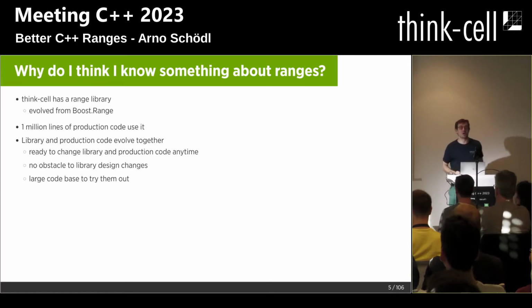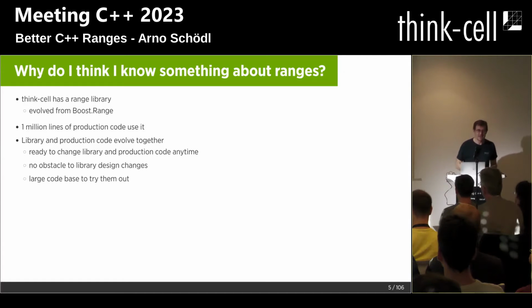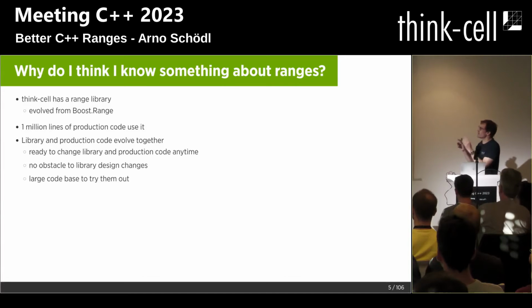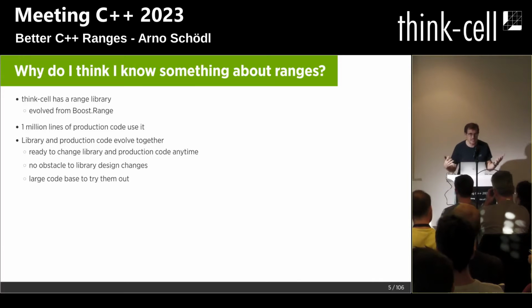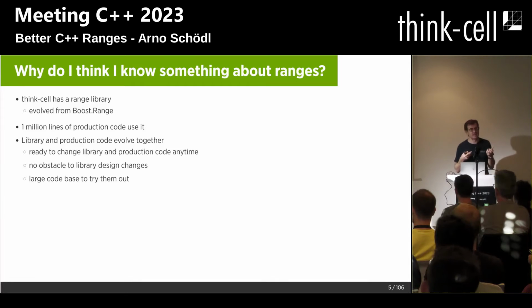Now, why do I think I know something about ranges? ThinkCell has a range library. Well, we actually have a library. That library is built really independently of our PowerPoint add-ins. Okay, forget PowerPoint add-ins. It's a better C++ library. We are looking at what we are using in our code, and then try to package that into useful library functions. And we really aspire to be a better standard library. We don't try to reinvent the wheel. We are building on top of the standard library. We are building on top of Boost. So whenever there is something in Boost that we find is good and useful, we use it. And everything else we build on top.